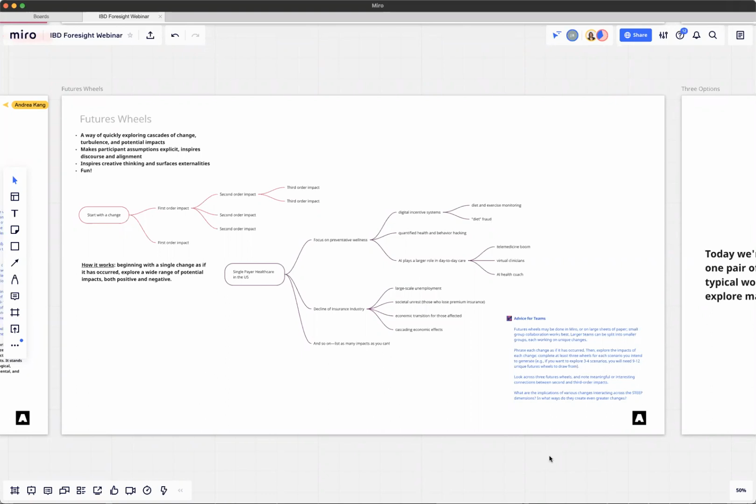I've chosen to use the mind map widget within Miro because it automates that process really cleanly, and it allows us to create futures wheels that aren't really wheels, but cascades, in a way that's super easy and highly collaborative. The great thing about futures wheels is that it allows us to work really quickly.